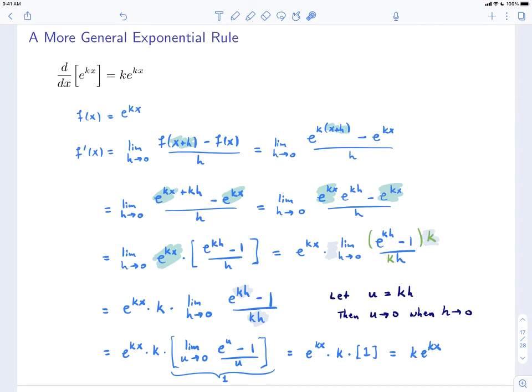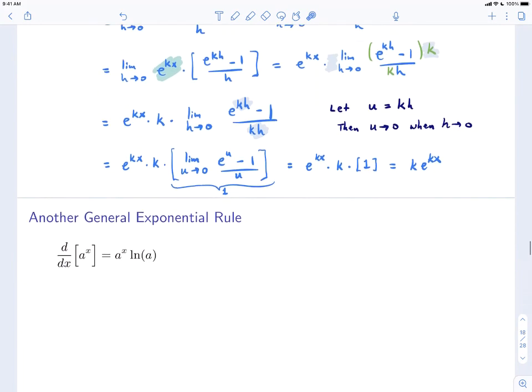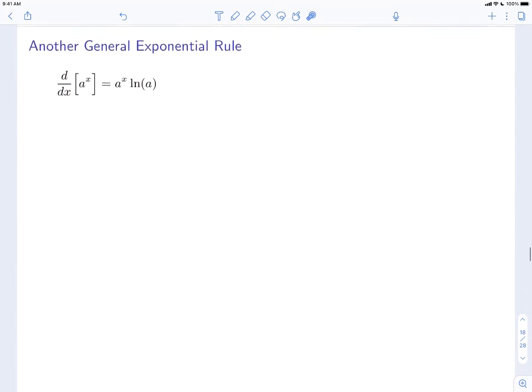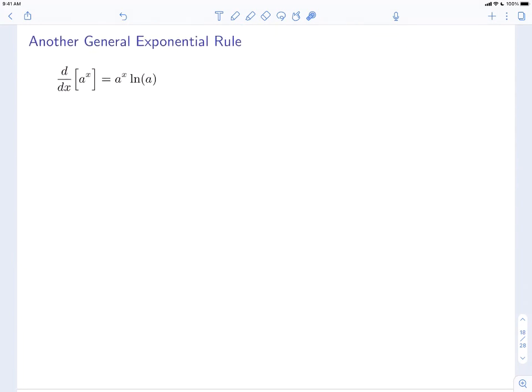Okay, let's use this to prove another general exponential rule. Now this actually is the same thing, even though it doesn't quite look like it. So we have the derivative with respect to x of a to the x is equal to a to the x times ln of a. So here we're assuming that a is a positive constant. Okay, so how's this going to work?